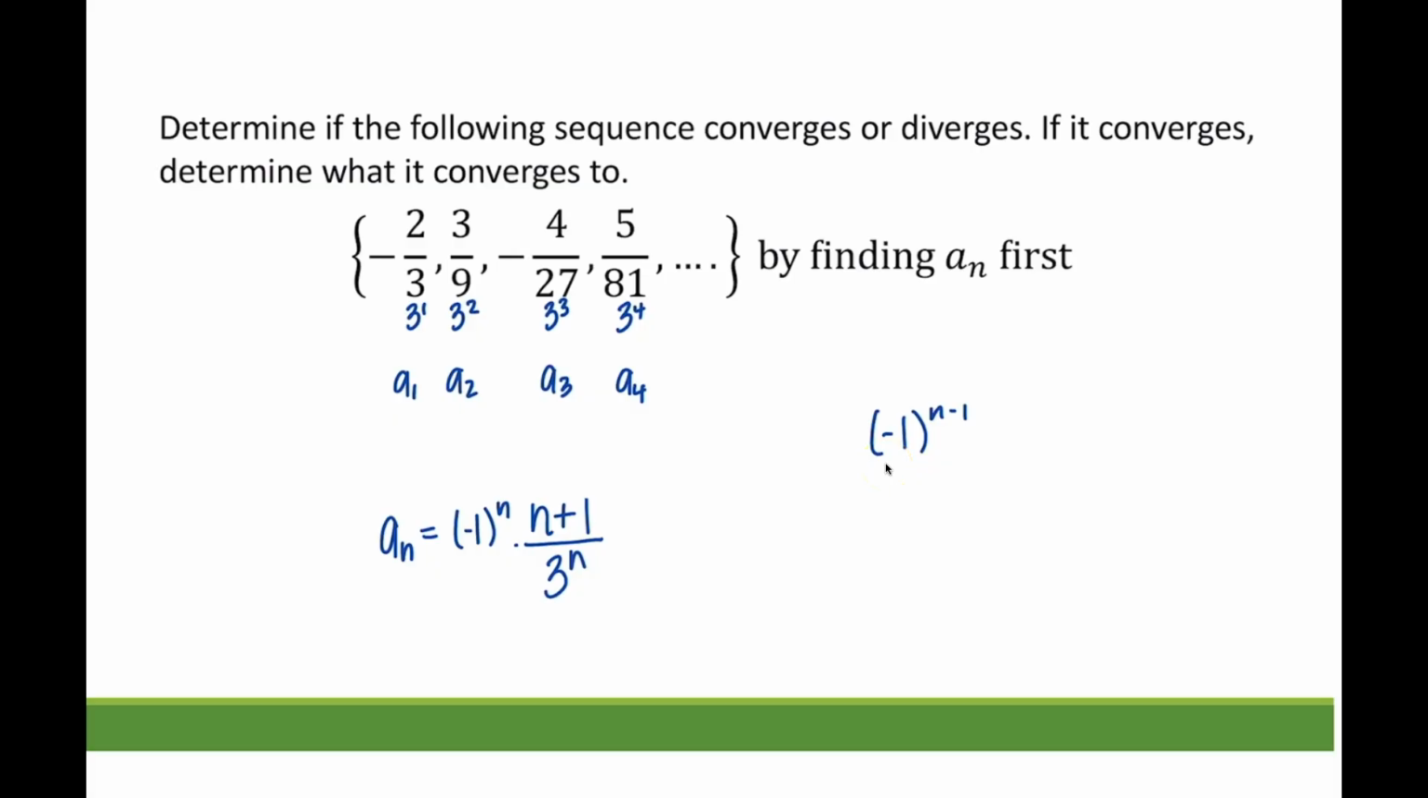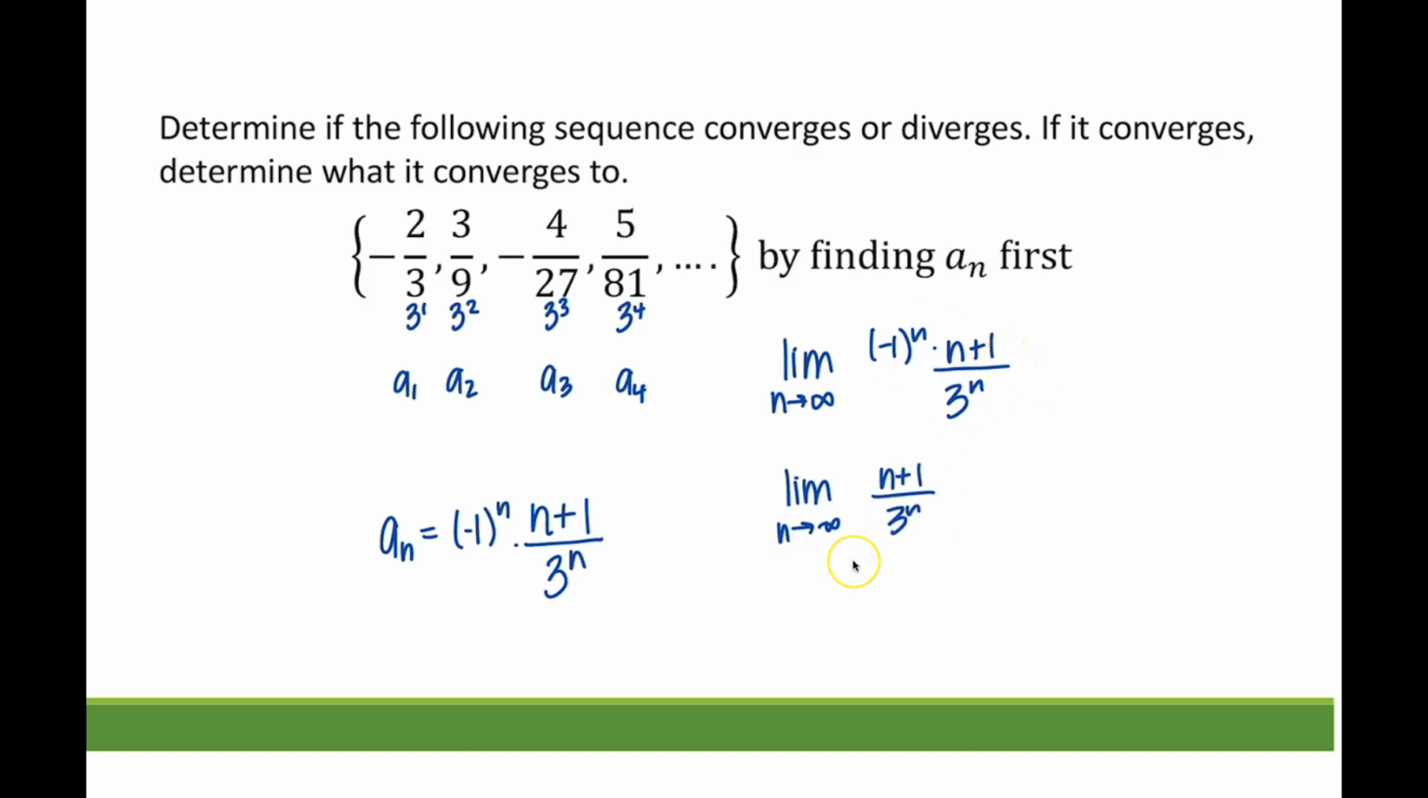So here, this is my general term, a sub n, is -1 to the n times n plus 1 over 3 to the n. And now I need to find the limit as n approaches infinity of that general term. But this includes negatives. And I had this theorem that said we can just look at the positive terms. And so we can instead look at the limit as n approaches infinity of n plus 1 over 3 to the n. And as long as that's equal to 0, then this limit is equal to 0.